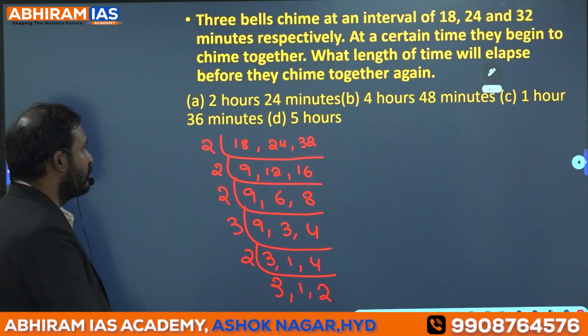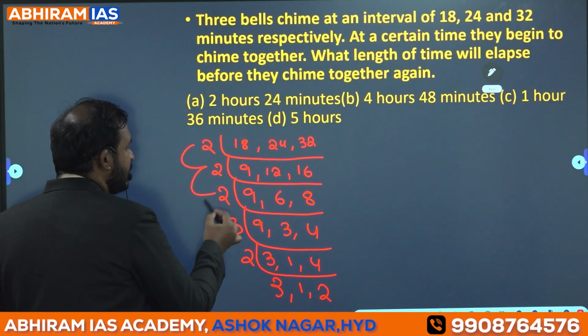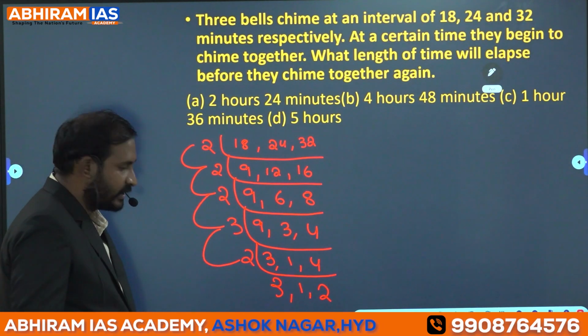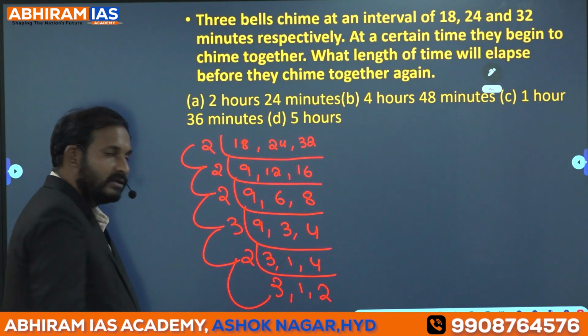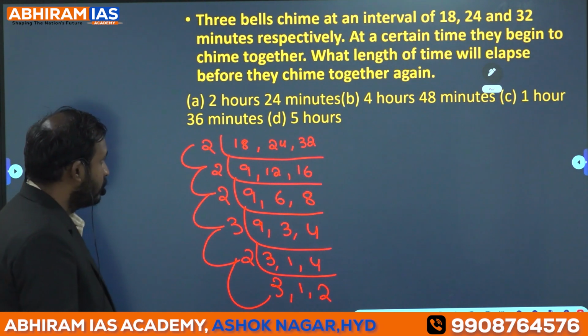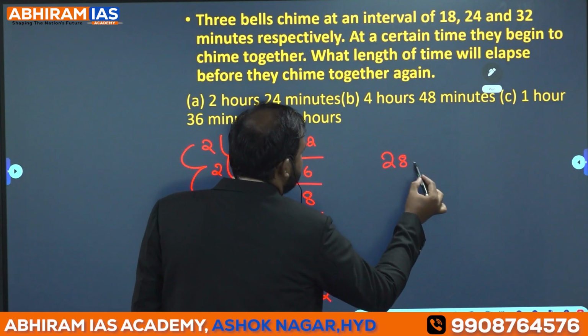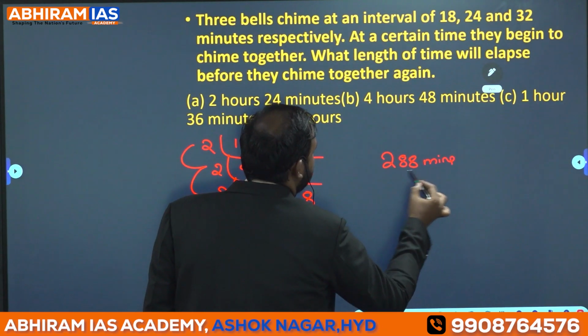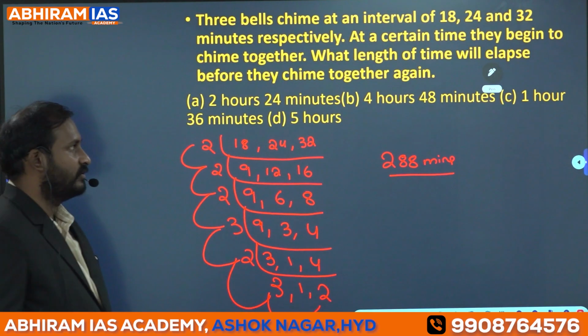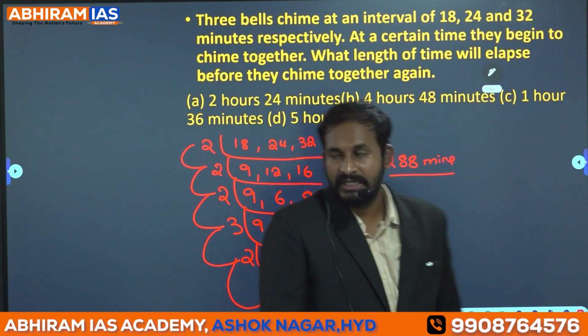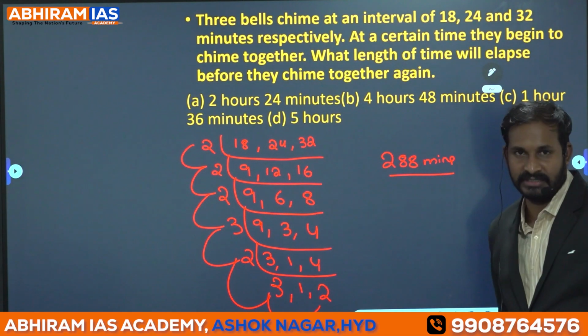Now, what will be the LCM? 2 2s are 4, 4 2s are 8, 8 3s are 24, 24 2s are 48, 48 3s are 144, 144 2s are 288 minutes. That means they will ring together after 288 minutes. Now please see here, in the given options we have hours and minutes.